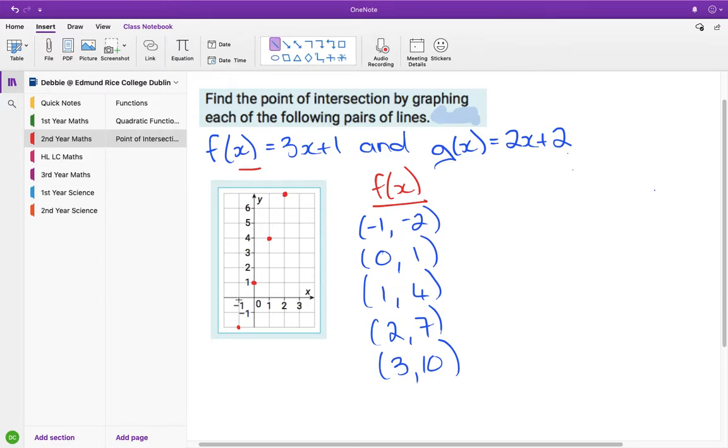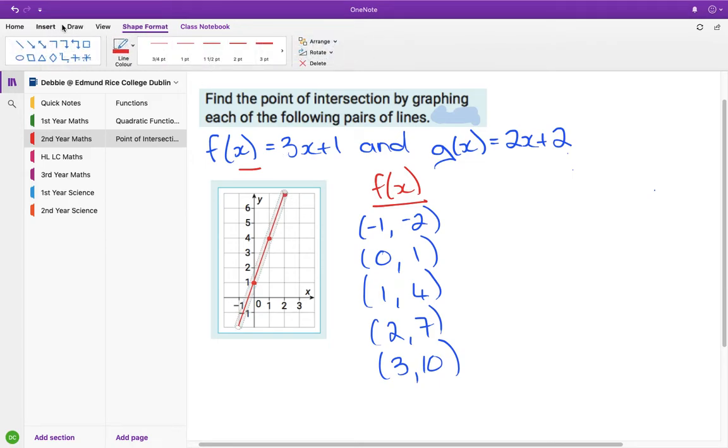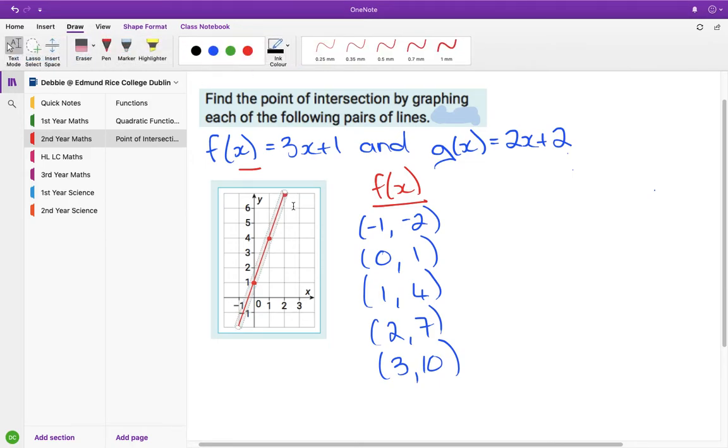So try and put a line through them. There you are. That's, in red, the graph of f of x. Okay, so we'll go over here and we'll do g of x.